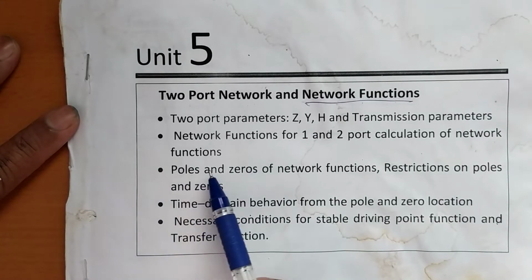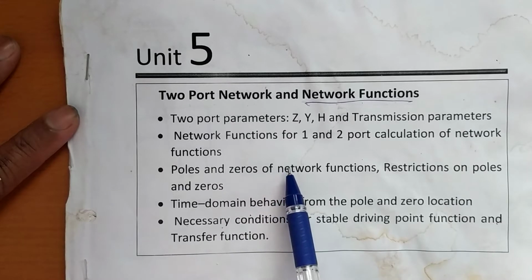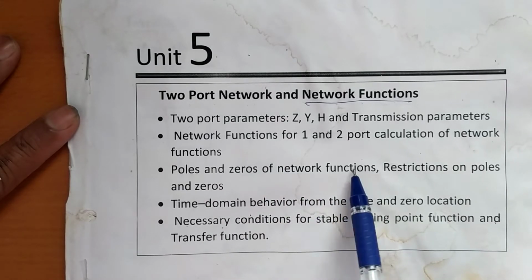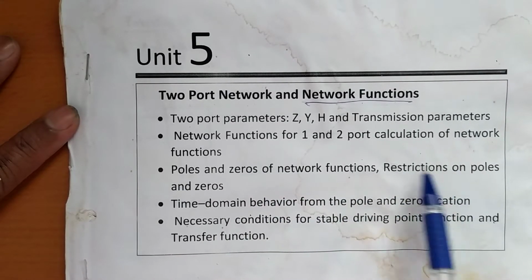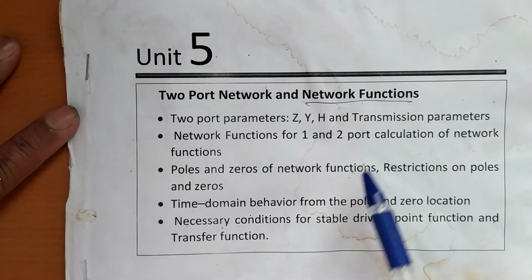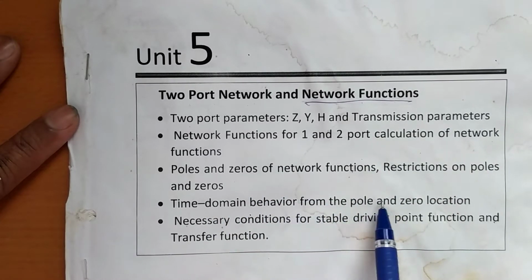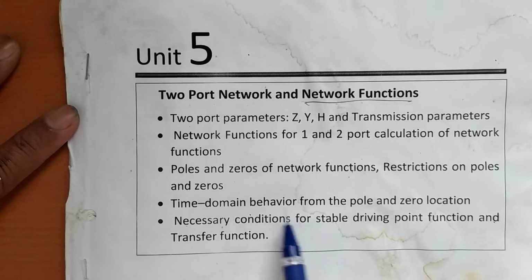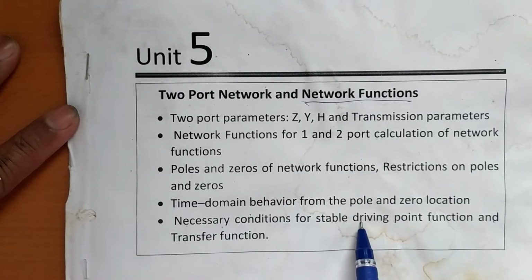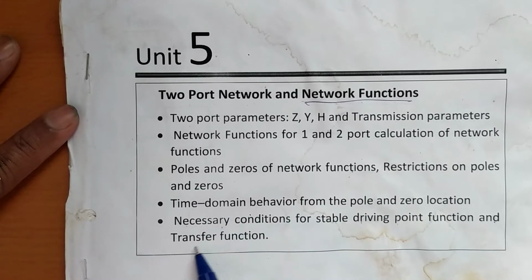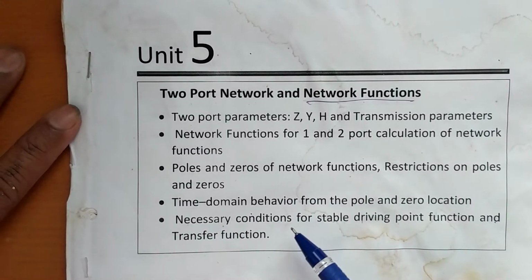The content is: what are network functions for one-port and two-port networks? Then what are poles and zeros? That is, the concept of poles and zeros for network functions. And what are the restrictions on poles and zeros? Then the time domain behavior of pole-zero locations, and the necessary conditions for a stable driving point function and transfer function.